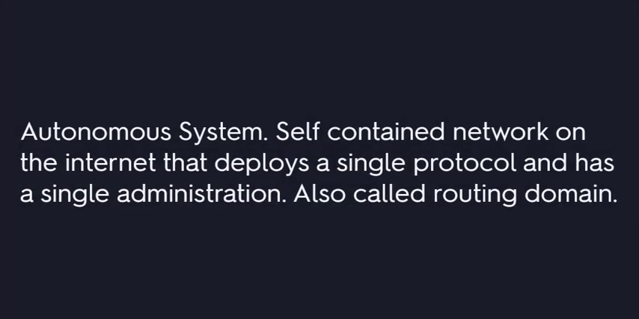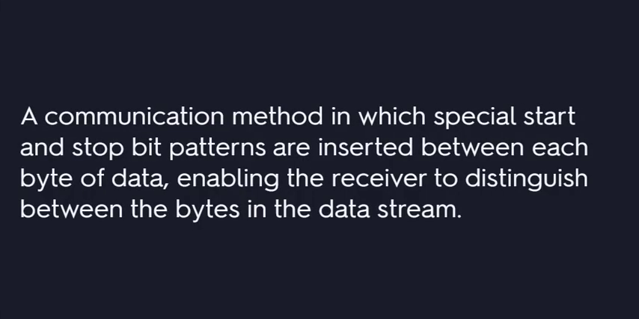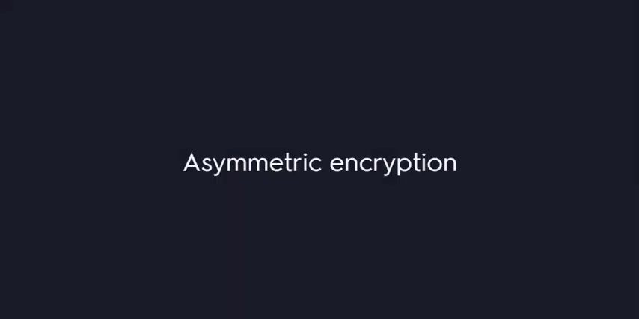Autonomous system, a self-contained network on the internet that deploys a single protocol and has a single administration, also called a routing domain. AS. A communication method in which special start and stop bit patterns are inserted between each byte of data, enabling the receiver to distinguish between the bytes in the data stream. Asymmetric encryption.